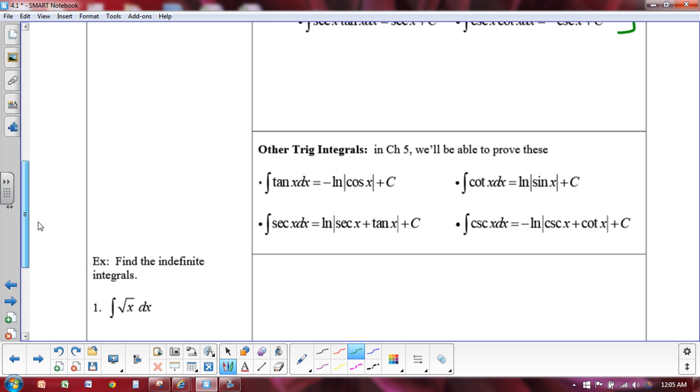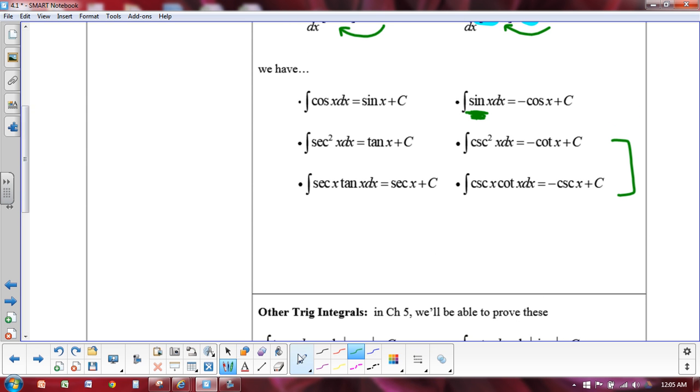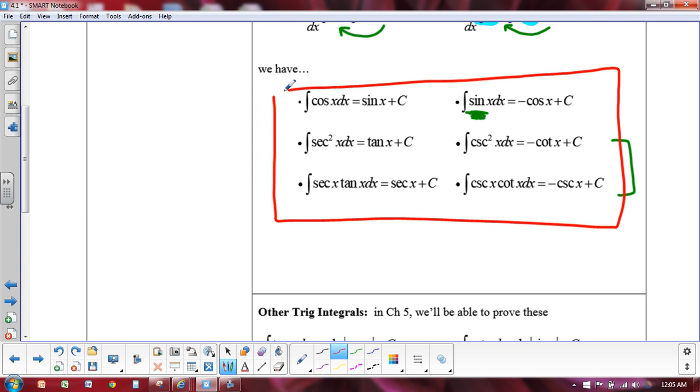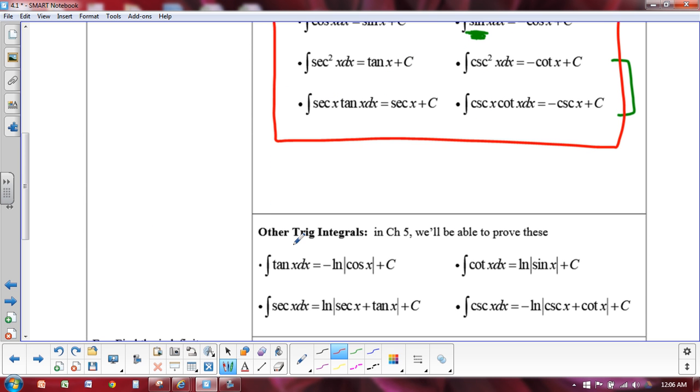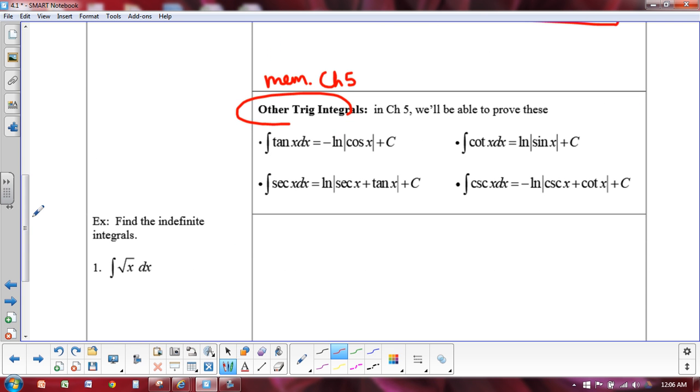Next part, let's go ahead and mark this entire piece here, all 6 of these. You have to memorize these this chapter. These other trig integrals, you have to memorize those in chapter 5. So for right now, if they come up, like they might come up in your homework, I expect you to know, oh yeah, I have all of those, I know where they are, and just be able to go find it and use it. But I won't ask you that on a test for this chapter.